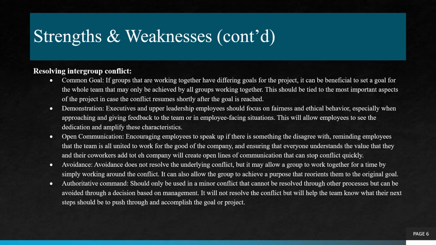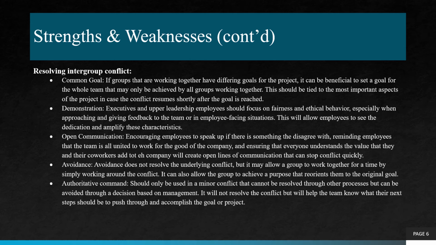Avoidance. Avoidance does not resolve the underlying conflict, but it may allow a group to work together for a time by simply working around the conflict. It can also allow the group to achieve a purpose that reorients them to the original goal.